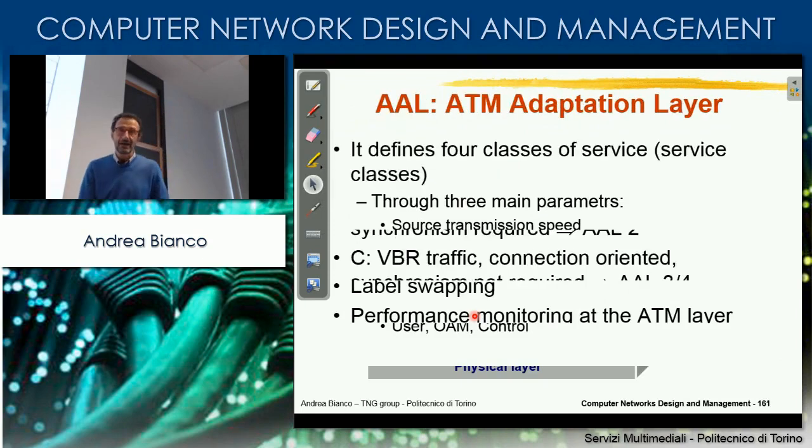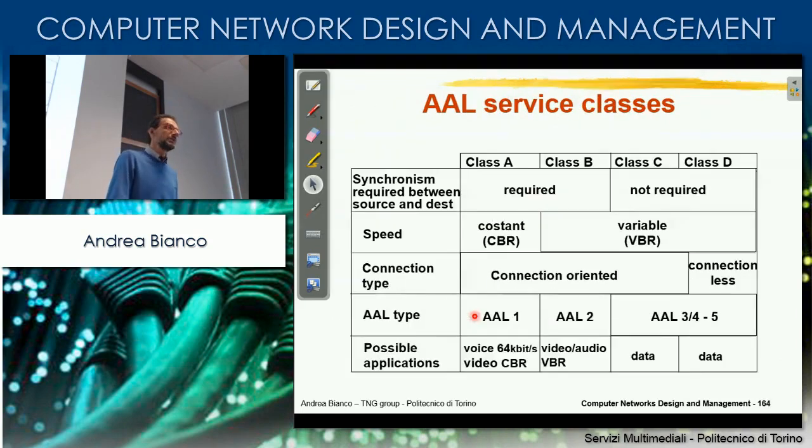So, basically, the AALs have been defined having in mind the so-called 4 classes of service. Let's forget about the terminology. Different types of applications, different types of needs, and they are called AAL 1, 2, 5, and then 3, 4, because originally there were 5 and then 3 and 4 were merged into only one. So it's AAL1, AAL2, AAL3/4, and AAL5.